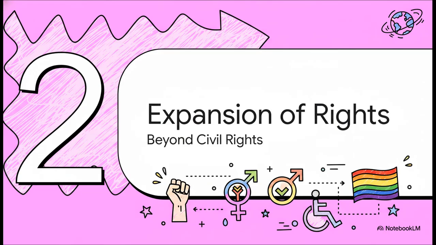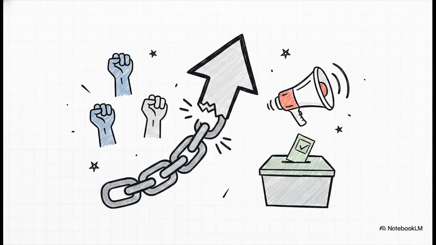Moving on to Section 2, the expansion of rights beyond the civil rights movement. It's absolutely essential to acknowledge that the monumental successes of the African American civil rights movement, led by icons like Martin Luther King Jr., Malcolm X, and Fannie Lou Hamer, really laid the vital groundwork for the modern era. The dismantling of Jim Crow laws, along with the Civil Rights Act of 1964 and the Voting Rights Act, taught other marginalized groups how to organize, how to protest, and how to demand equal protection under the law.